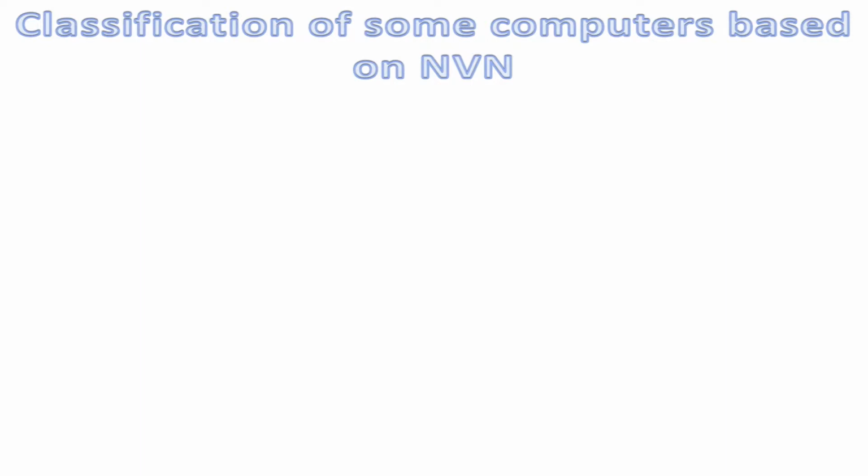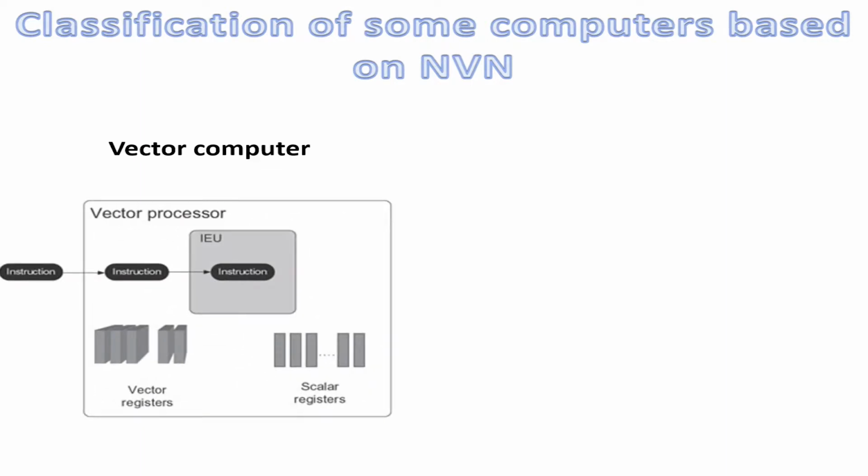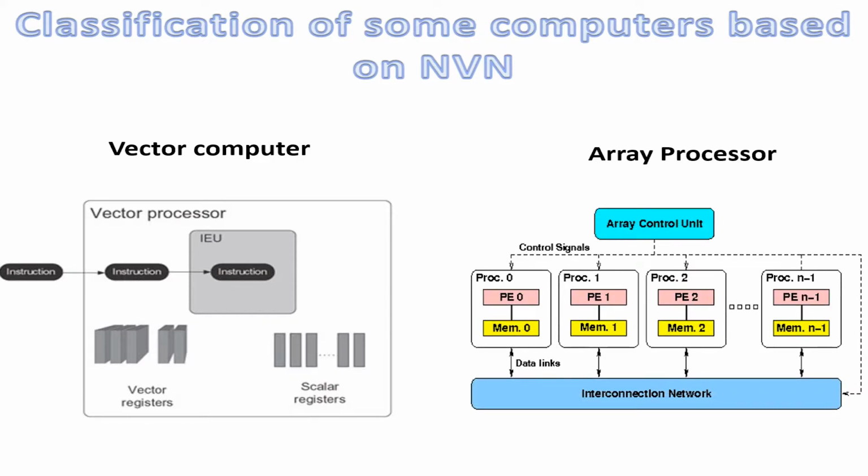Classification of some computers based on NVN. 1. Vector computer. A vector computer has an instruction set that comprises vector as well as scalar operations, in contrast to von Neumann computer that supports only scalar operations. 2. Array processor. A processor that uses pipelining to manipulate vectors, but without utilizing vector instructions, and provides a low-cost alternative to a vector computer.